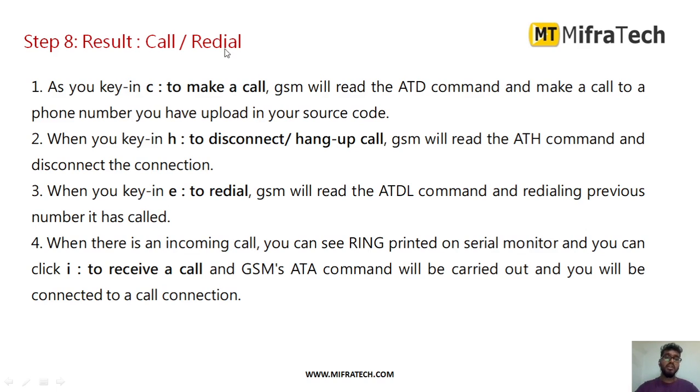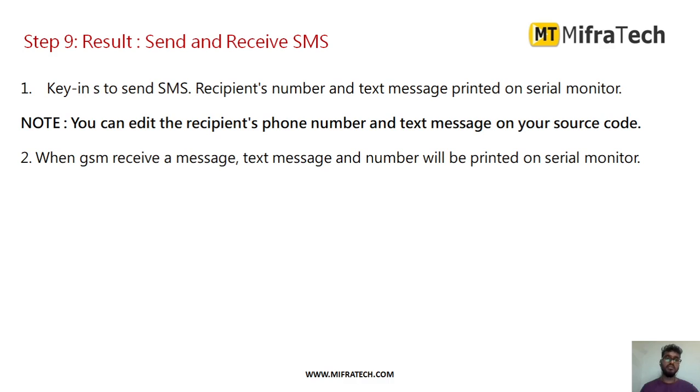So next there is call and redial. To make a call, the GSM will read the ATD command. While making the call in the AT command, you have to enter the phone number you are calling, and it depends on the different characters you set in the command. In this example, to make a call I am setting the key as C. If I press C, the command is sent and it will make a call. In order to disconnect or hang up the call, I am using H. Like that, in order to redial, I am using the ATDL command, set as the E character. Like that, you can do the calling, disconnect the call, or redial the call.